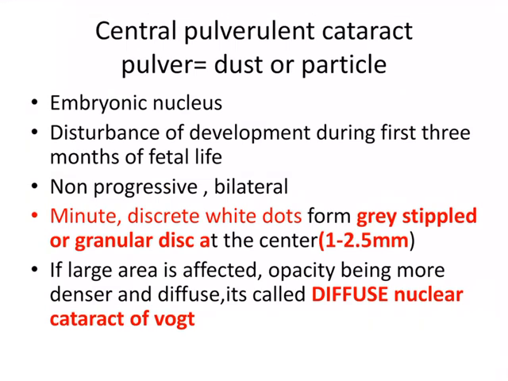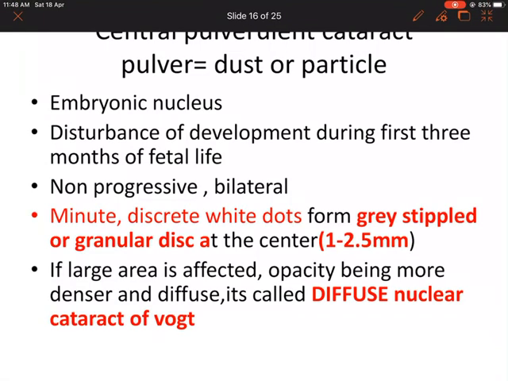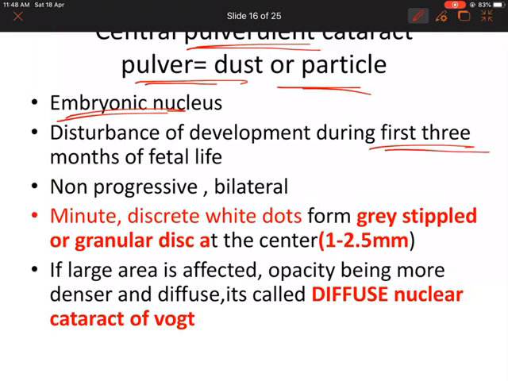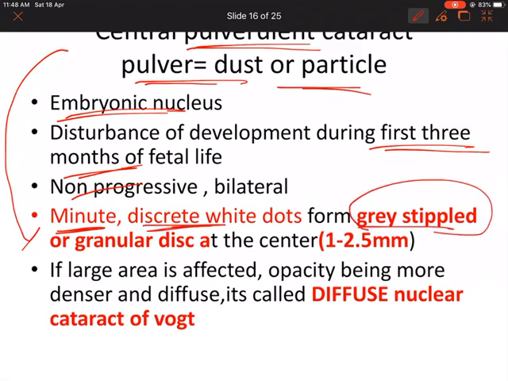Now coming to central pulverulent cataract. Pulver means nothing but dust or dust particle. It is in the embryonic nucleus. It occurs due to disturbance of development during the first 3 months of life and is non-progressive. How to appreciate the morphology: minute, discrete white dots forming a grey stippled area or granular disc at the center.